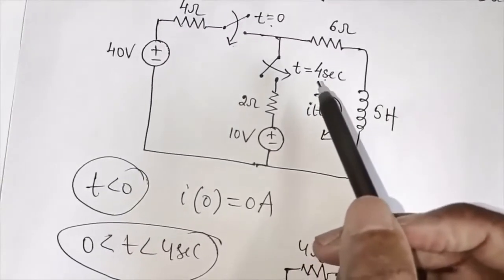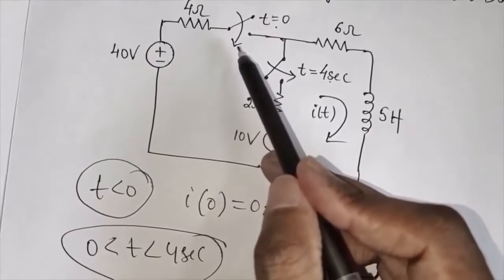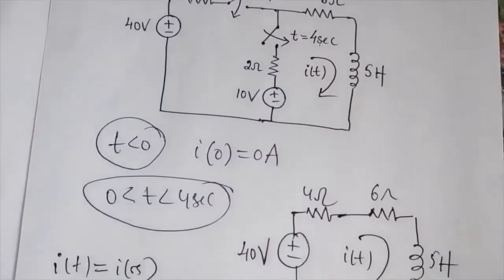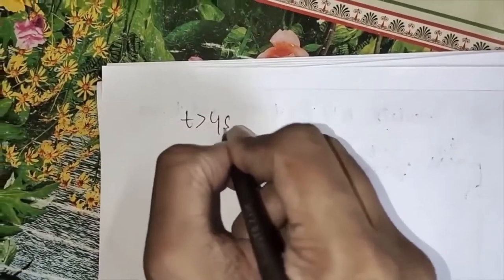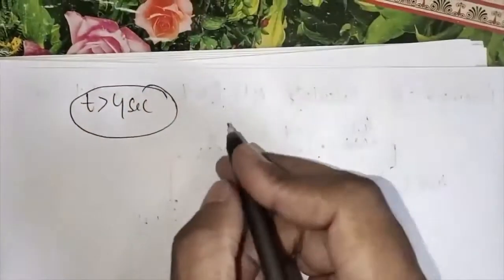So for t greater than 4 seconds, this switch is closed as well as this switch is also closed. So we will get two meshes. So for t greater than 4 seconds, let me draw the circuit.